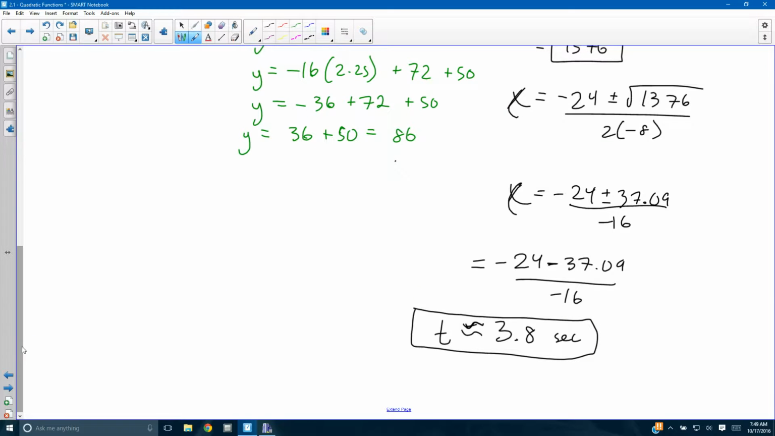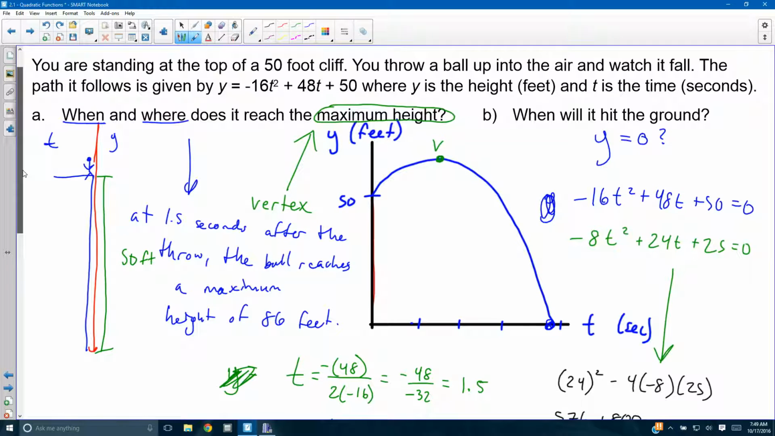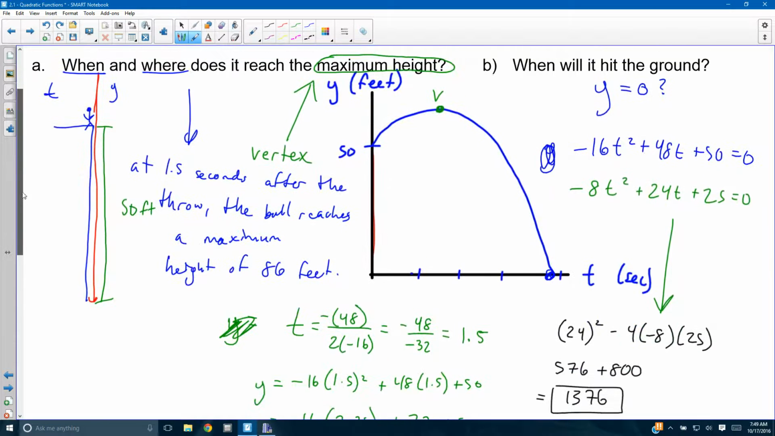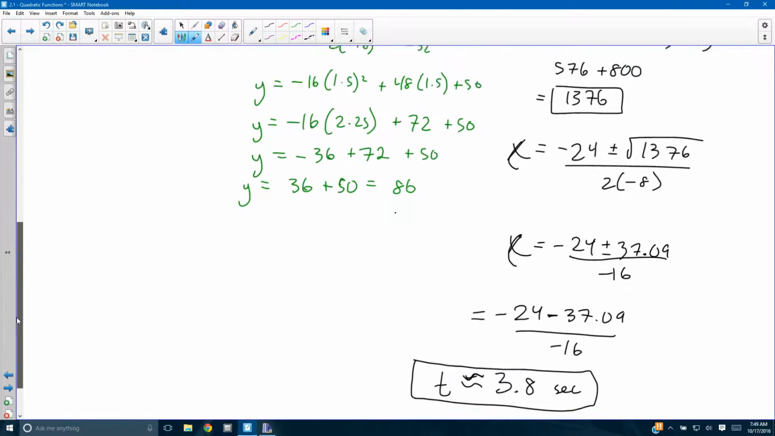So a 50-foot cliff, throw it up in the air, lands down. I guess it seems reasonable. I don't really know how powerful the throw was, so to speak. But anyway, about 4 seconds there.